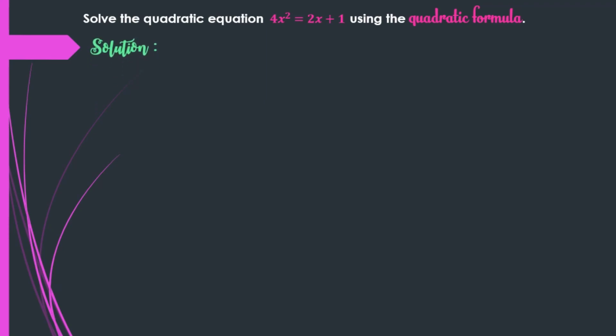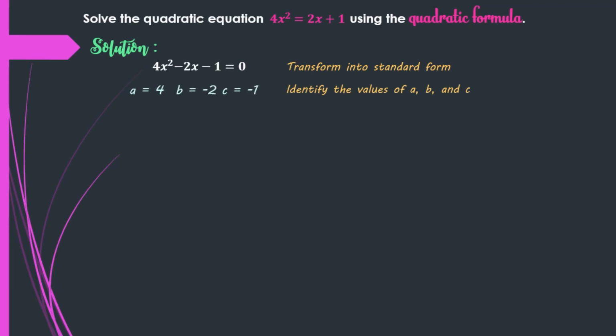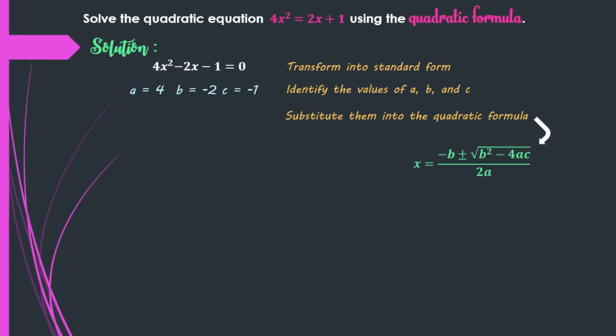So our solution, first step is to transform into standard form. So what is the standard form? We have 4x squared minus 2x minus 1 is equal to 0. The next thing to do is to identify the values of a, b, and c. So the value of a is equal to 4, the value of b is equal to negative 2, the value of c is negative 1. So substitute them into the quadratic formula, which is x is equal to negative b plus or minus the square root of b squared minus 4ac over 2a.